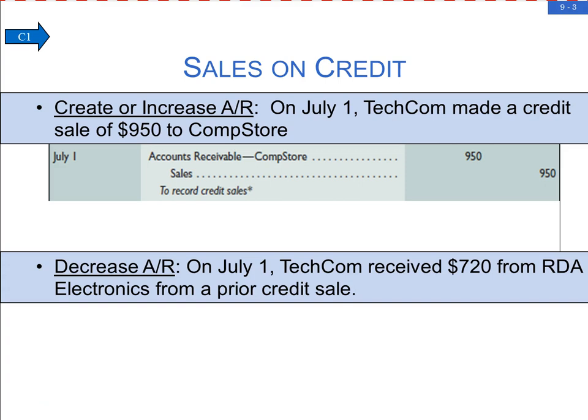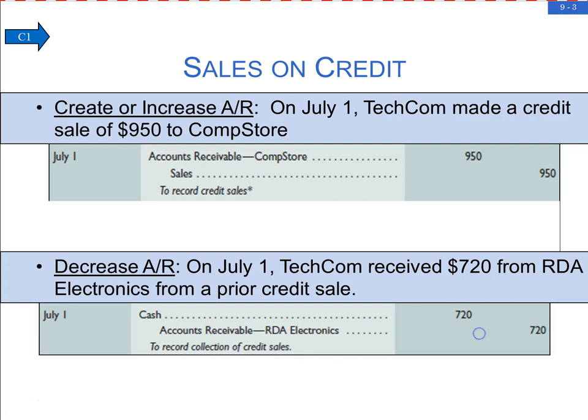Remember, accounts receivable is an asset account. It's something that we own that will give us benefit in the future. So it has a normal debit balance, and that's why we debited it to show an increase in the previous example. Now we're getting a receivable paid off by one of the customers. We need to show a decrease, so we will credit it. The other side of this is that we're receiving cash from our customer. So we debit cash and credit accounts receivable specific to the customer that paid us. We want to credit the accounts receivable for RDA Electronics to show that that customer has paid the $720 they owed us.